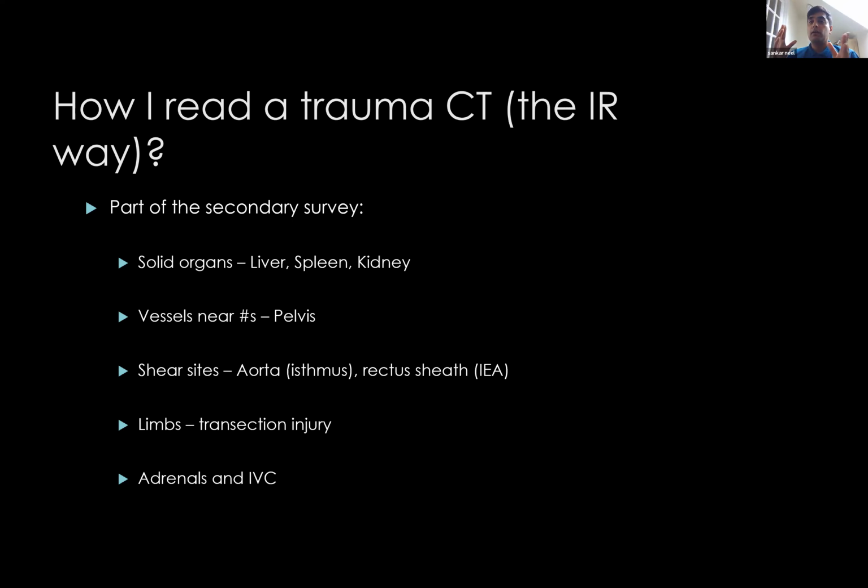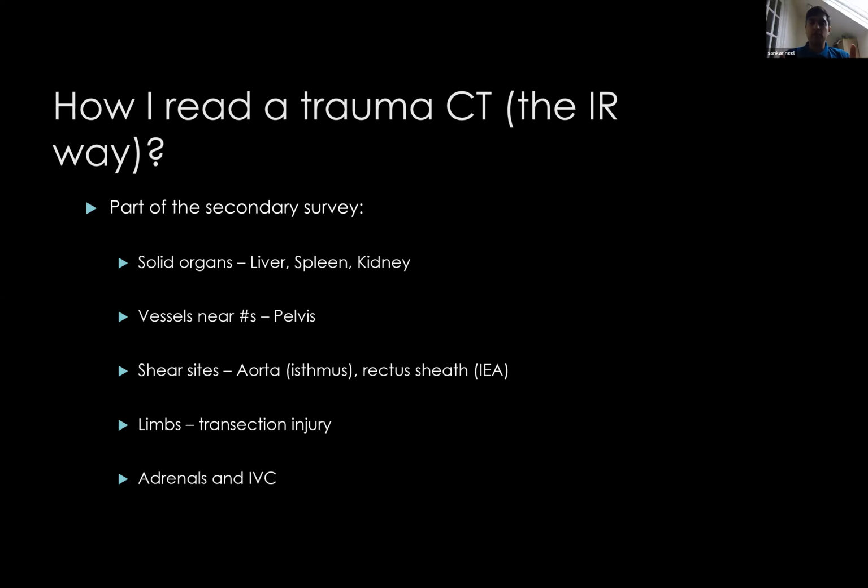Then you look at vessels near areas that are commonly fractured or damaged, like the pelvis, so vessels in and around the pelvis. Then you look at areas of shear injury, where areas which are fixed move tangentially in an opposite direction when there's deceleration or acceleration trauma, commonly the aortic isthmus, and also in the rectus sheath, the inferior epigastric artery. Then you obviously look at the lower limbs.